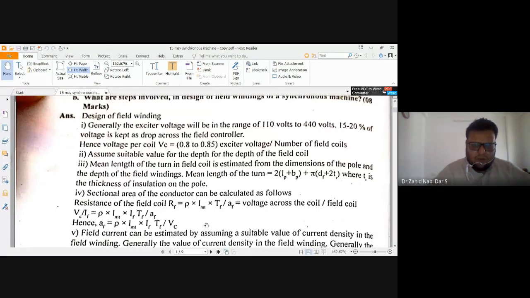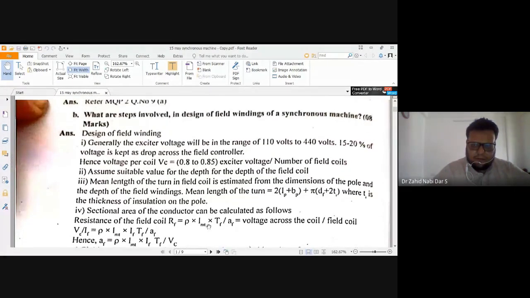What are the steps involved in design of field windings of a synchronous machine? Essentially, we know that the field windings of the synchronous machine are placed on the rotor, because a synchronous machine is a doubly fed machine, unlike an induction machine wherein we have only singly fed. To the stator side only we are giving supply, but in case of a synchronous machine, we have a prime mover and we have a field excitation system.